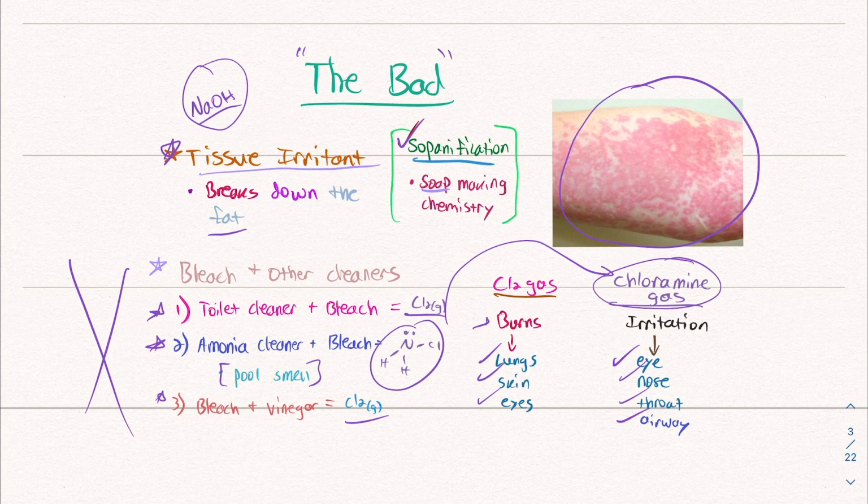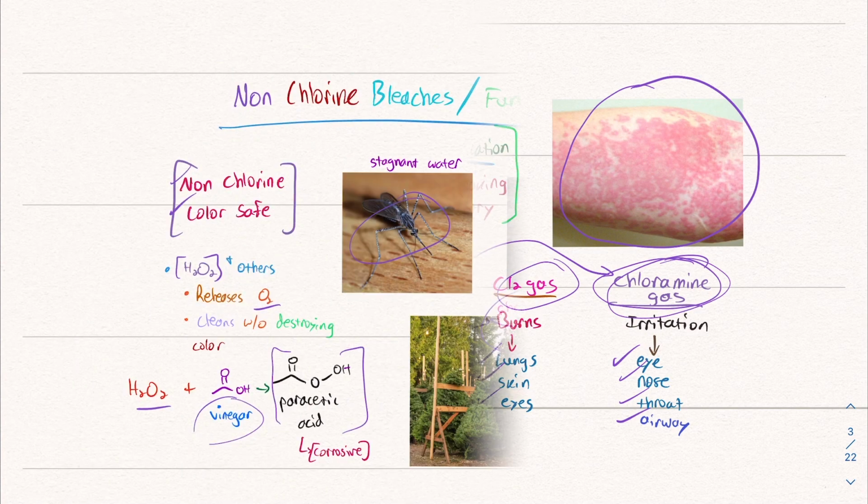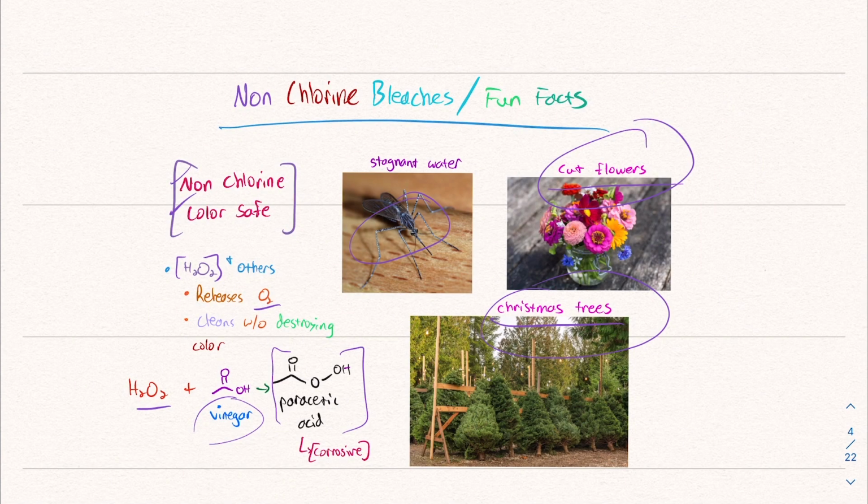And then we spoke about how you cannot mix bleach with any other cleaners because you could release things like chlorine gas or chloramine gas. Either one you don't want to breathe in or get on you. And then we learned about non-chlorine bleaches, these color-safe compounds that can clean without destroying color. And we don't mix them with things like vinegar or acids because it can create some nasty chemicals. Then we mentioned how bleach can be used for stagnant water, for cut flowers, and Christmas trees.